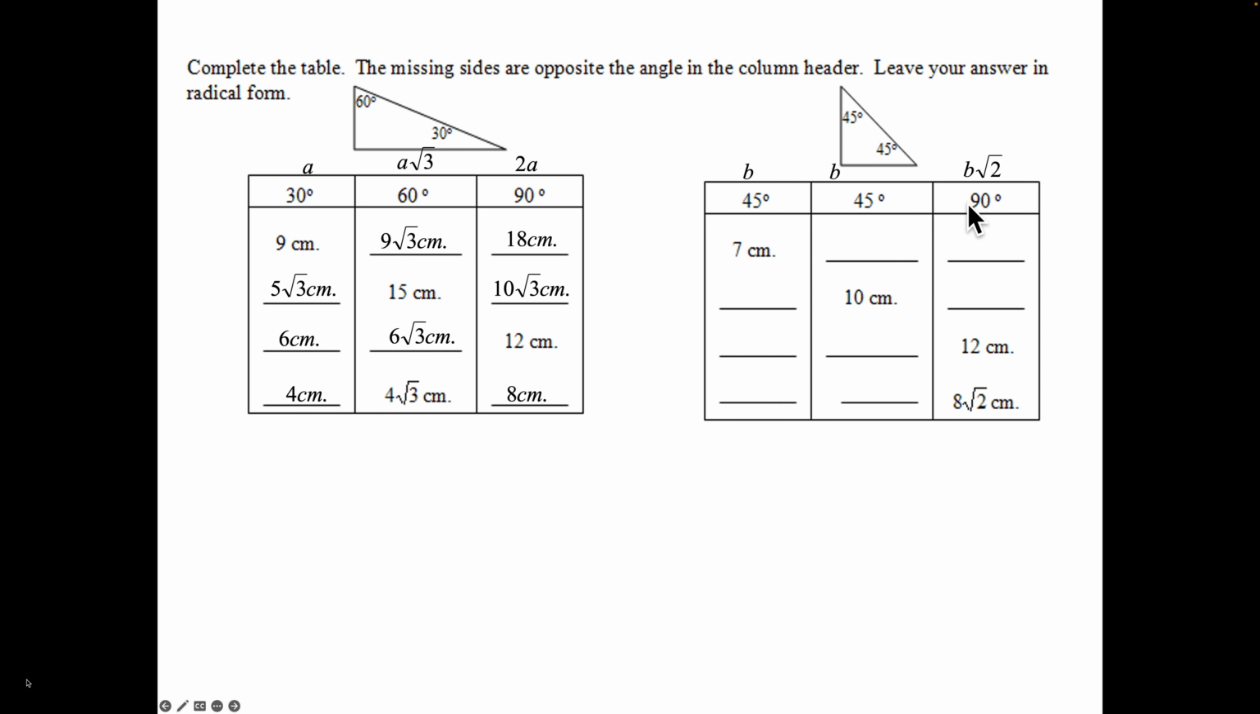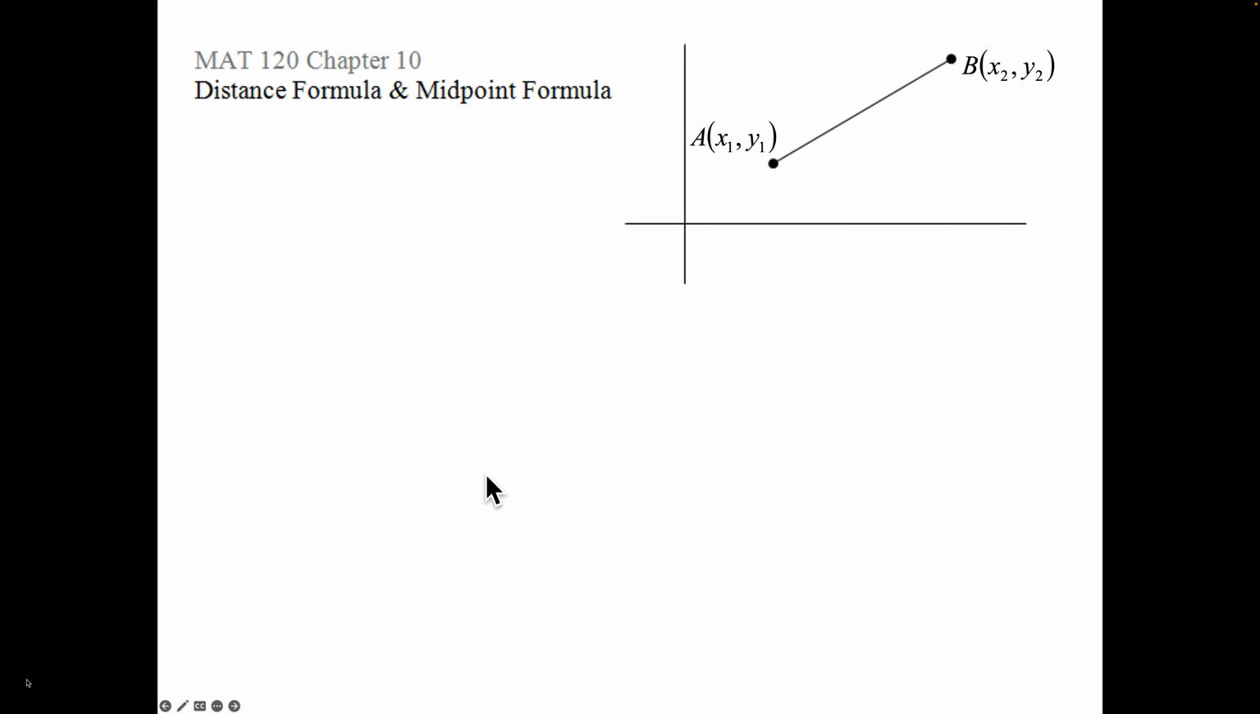In the 45, 45, 90, B square root of 2, these two columns always have to be the same answers. So if this is 7, this is 7, and then this is 7 square root of 2. If this is 10, this is 10, and this is 10 square root of 2 centimeters. If this is 12, divide by the square root of 2, rationalize. 12 square root of 2 over 2. 2 goes into 12 6 times, so 6 square root of 2 for these two. B square root of 2 is equal to 8 square root of 2, so B is 8. They're both 8 centimeters.